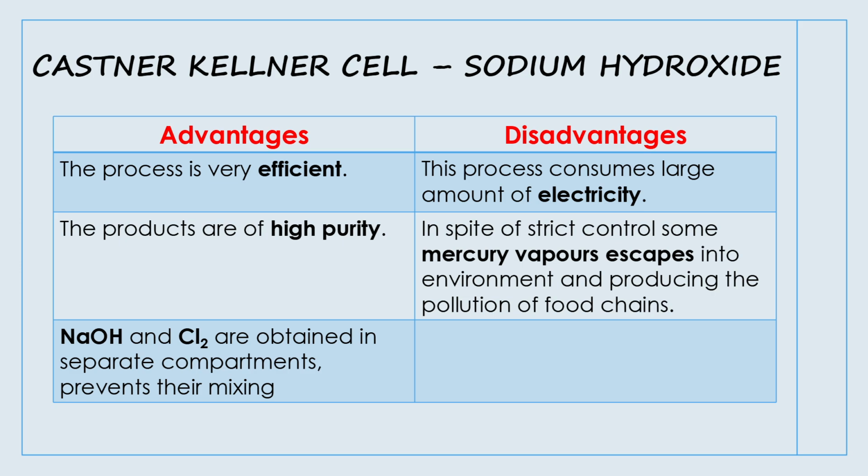But the disadvantage is that it consumes a high amount of electricity, and also, if you remember, we were pumping mercury into the system. So mercury escapes throughout the system and gets into the environment, which ultimately pollutes the food chains. So the most prominent advantage and disadvantage are that you get chlorine and sodium hydroxide in separate compartments, and for the disadvantage, the mercury vapor that escapes throughout the production gets into the environment and causes environmental pollution.